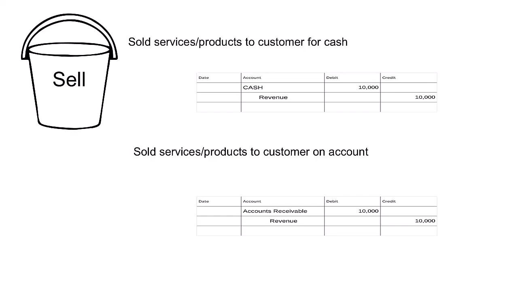And your revenue account is going to be called different things for different businesses. A lot of accounting textbooks for this chapter call it fees earned. That is a revenue account. It could be service revenue, it could be sales, it could be anything you want to call it, but it's a revenue account. It's what you're selling to your customers.